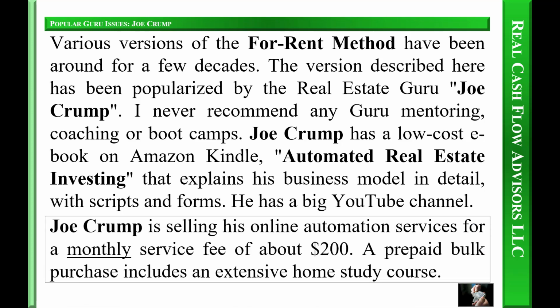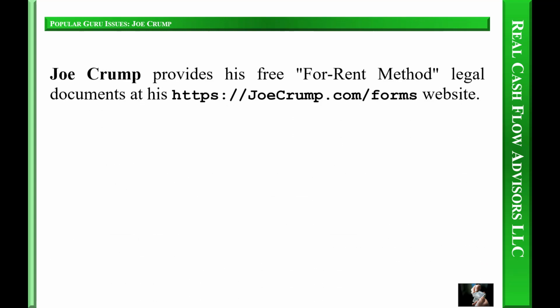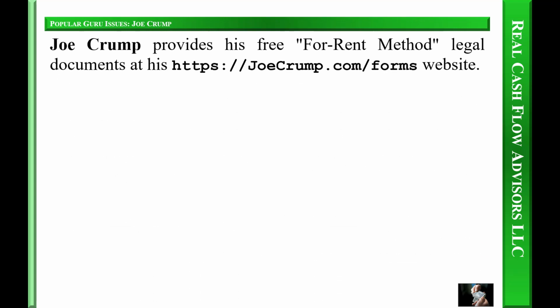Joe Crump is selling his online automation services for a monthly service fee of about $200. A prepaid bulk purchase includes an extensive home study course. Joe Crump provides his free for rent method legal documents at his joecrump.com/forms website.